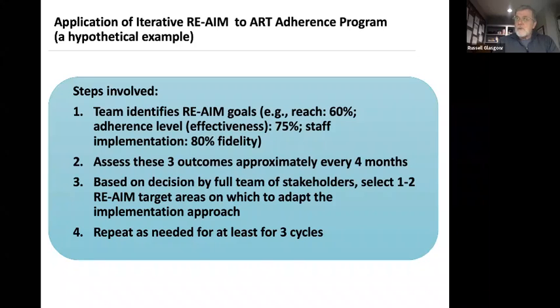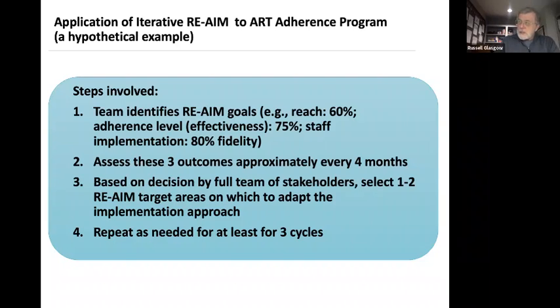Early on, the team would meet together, involving all their critical stakeholders, to define goals. Again, I just made these up, but realizing it's a complex intervention and a challenging population, they thought that a reasonable goal for reach would be 60%, and adherence level, or effectiveness, since patient adherence was the key outcome, would be 75%, and staff implementation of the key parts, or key functions, was 80%. This team pragmatically decided those were the three RE-AIM dimensions. It wasn't necessarily to do all five.